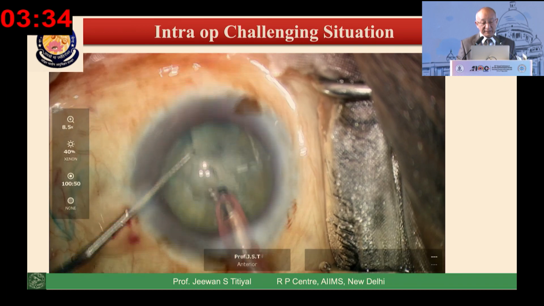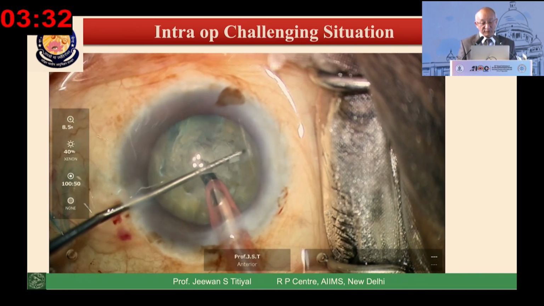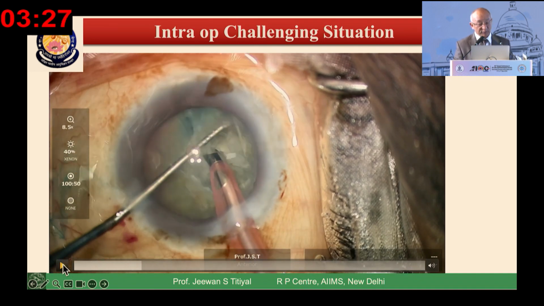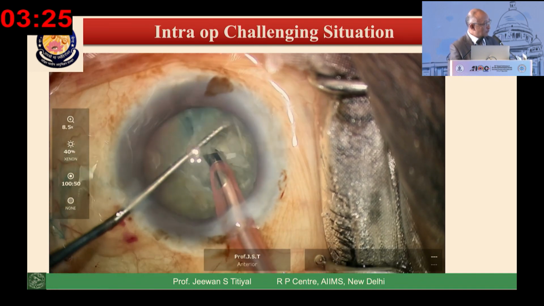Now see that when I'm trying to take out, the entire bag is loose and moving. This is a stage where I got worried. So let me put this question to Dr. Ram: what would be your approach at this stage when the entire bag is loose?